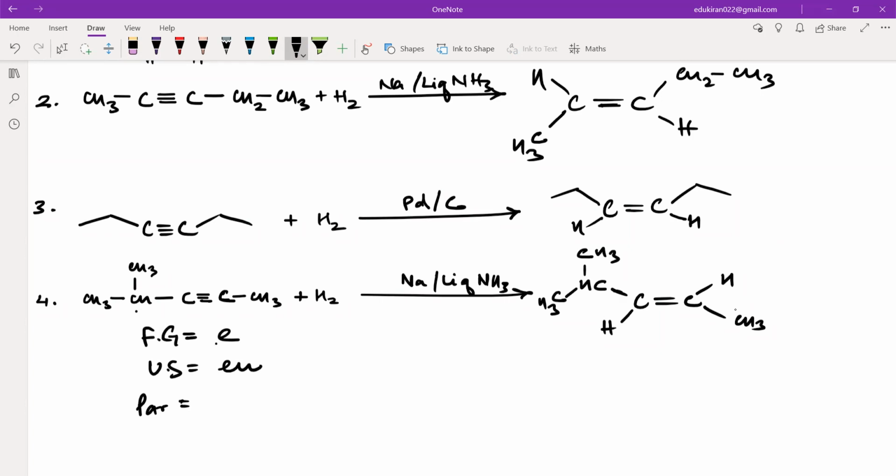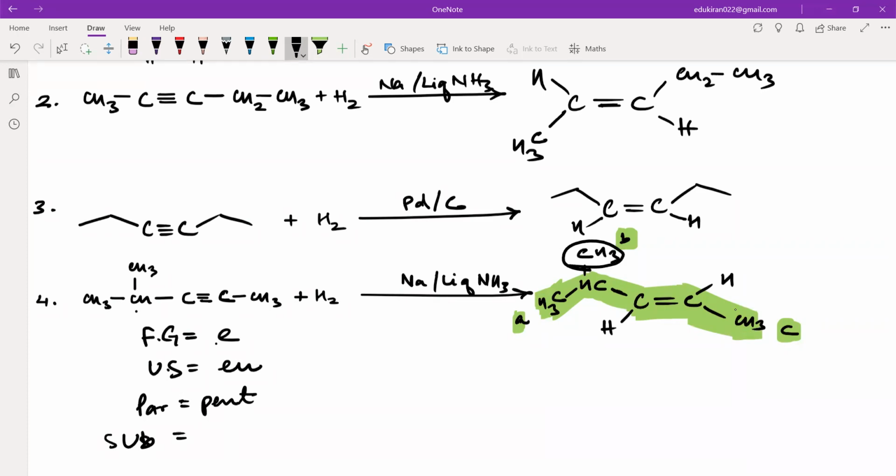Hex. How many terminals are there? A, B and C. Yes or no? Where should I start from? A, B or C? Tell me. Where should I start from? From C. Correct. So what is the parent? 1, 2, 3, 4, 5, right? 5. Pent. What is the substituent?